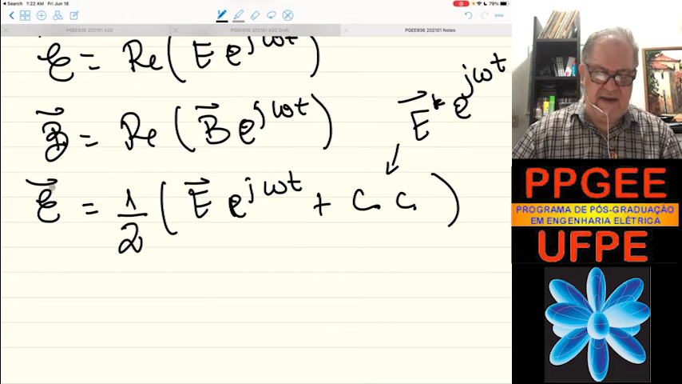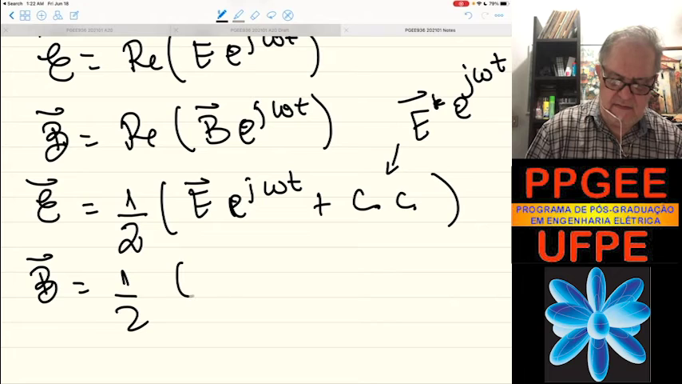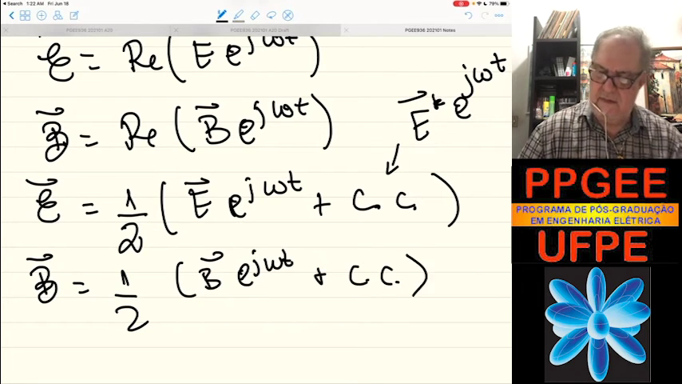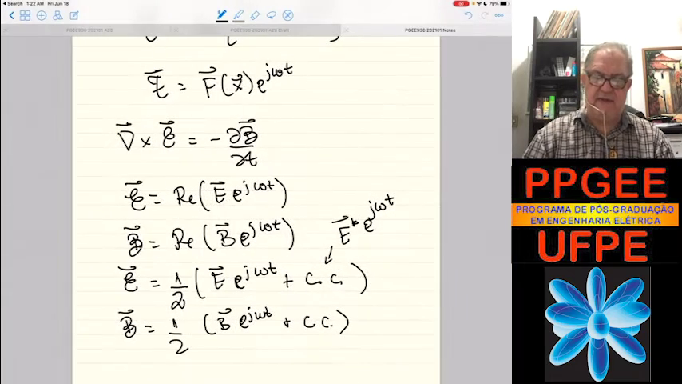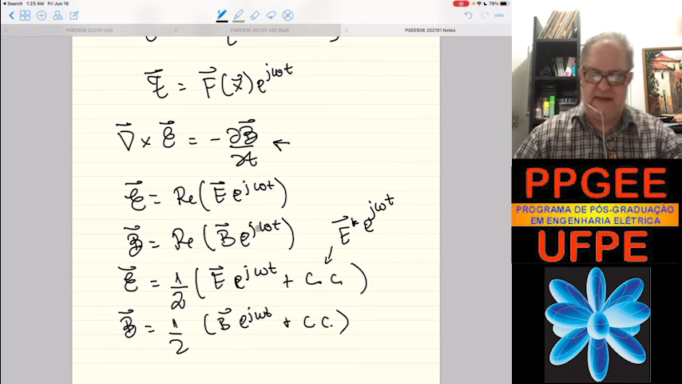So I can always write the E or B field the same way. Then I plug those back into Maxwell's equations for Faraday's law. What do I have? Curl of E: this is a space derivative, it doesn't act on the time function. It's going to be only curl of E, plus the complex conjugate. We don't have to care about that. d/dt is going to be only the derivative of the time function. So let's see how it works.